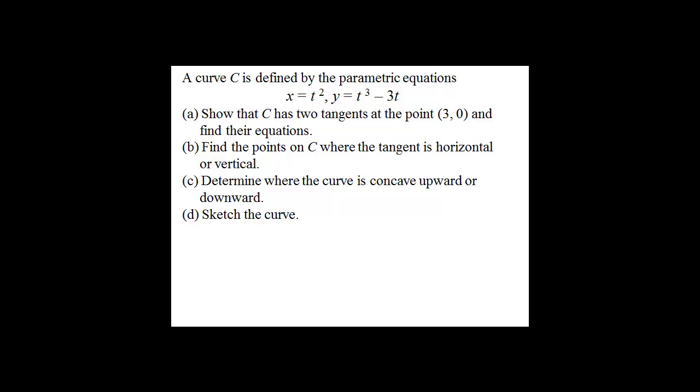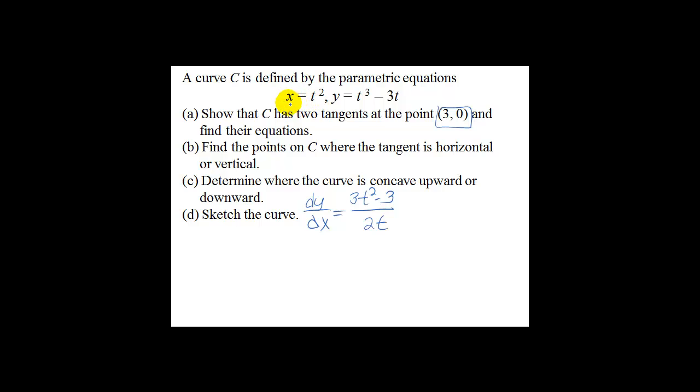So we'll start there. If we want the tangents, we are going to want dy/dx, which equals dy/dt, the derivative of y with respect to t, which is 3t squared minus 3, over dx/dt, which is 2t. But we are interested in the xy point (3, 0), so we need to figure out what t is at that point.